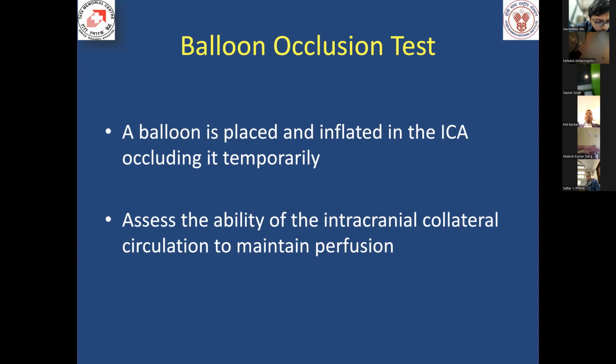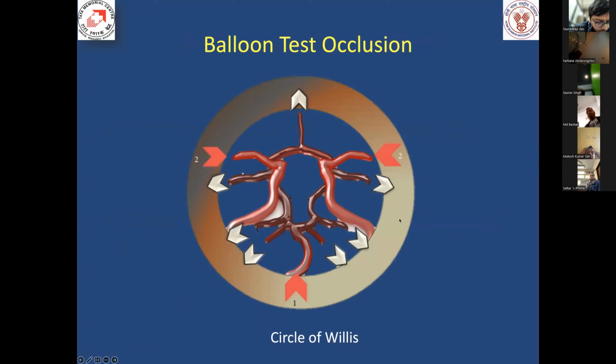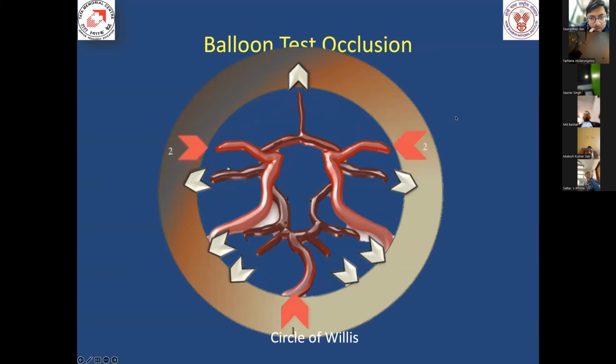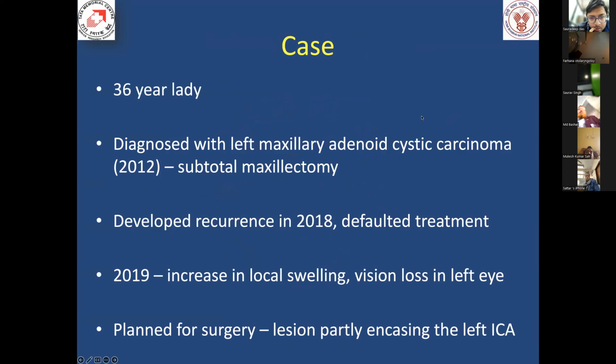So what exactly is BTO? BTO is a balloon test occlusion, or balloon occlusion test, wherein the artery which we are going to sacrifice, or which is at risk, is temporarily blocked using a balloon, and then we demonstrate that from the contralateral carotid or from the vertebral artery there is circulation which goes to the brain. So essentially we are evaluating the adequacy of the circle of Willis. I'll just show this with an example.